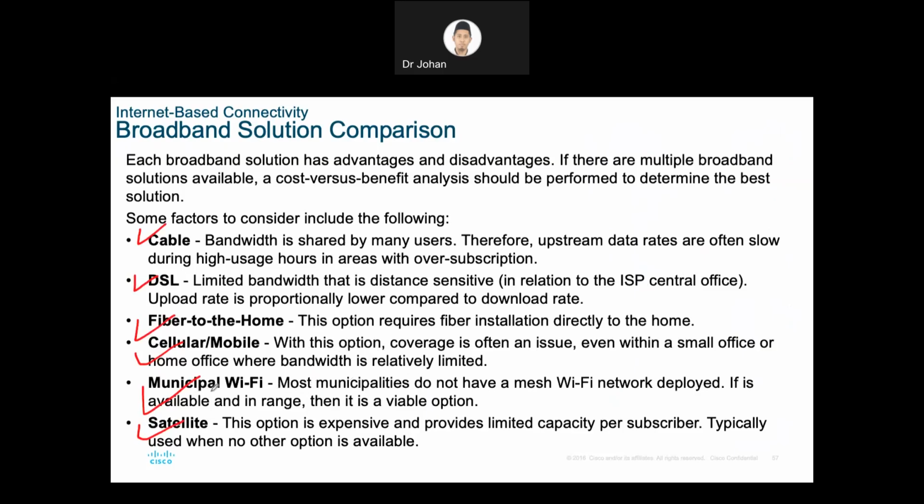For municipal Wi-Fi, most municipalities do not have a mass Wi-Fi network deployed. If it's available and in range, then it is a viable option. And satellite, this option is expensive and provides limited capacity per subscriber. Typically, you use it when no other option is available.